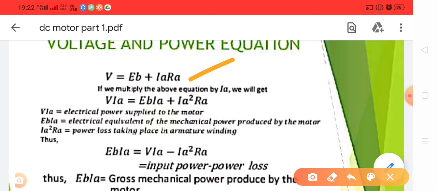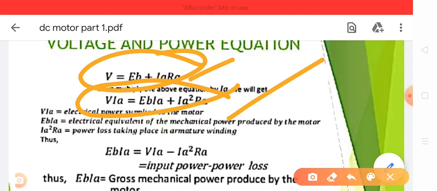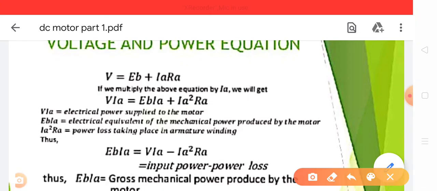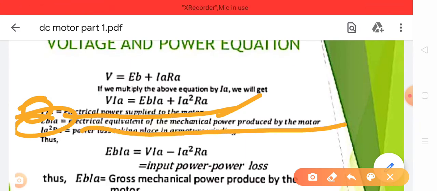So this is the expression for the voltage in the DC motor. If you want the power equation, you can multiply this voltage with Ia. You get V Ia equals EB Ia plus Ia square RA. Here V Ia comes from the supply. V is the supply voltage, which you can call the electrical power supplied to the motor. EB Ia, EB is produced in the armature. So in the armature, what is the purpose? It generates the mechanical power in the DC motor.